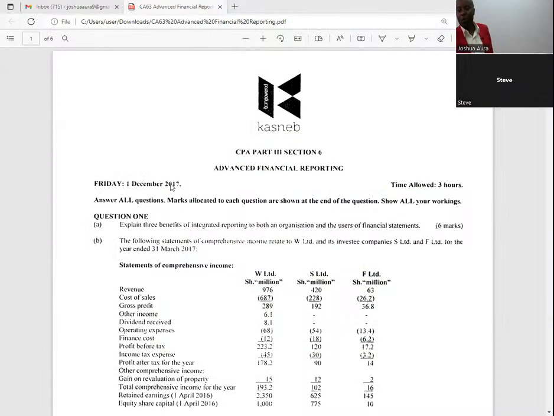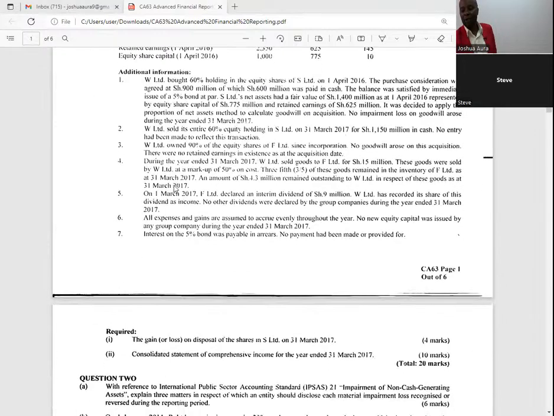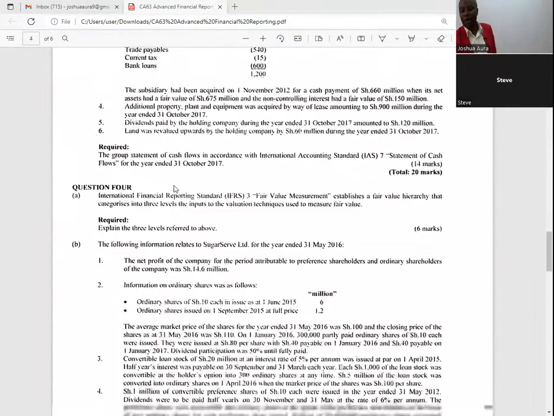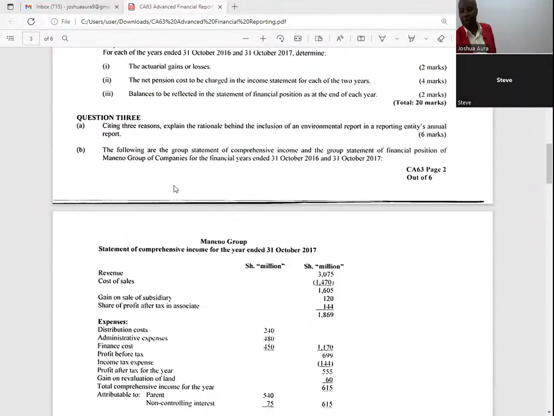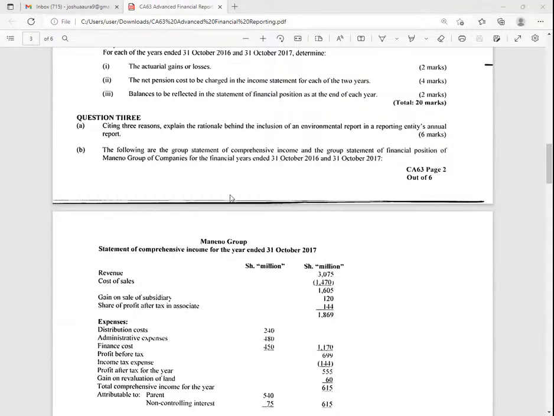So today, I would want us to look at group cash flow statement, and I happen to be having the question that I would want us to use here. So this question is from Kasneb past paper, December 2017, question number 3. We are told here that the following are the group statement of comprehensive income and the group statement of financial position of Maneno Group of Companies for the financial year ended 31st October 2016 and 31st October 2017.